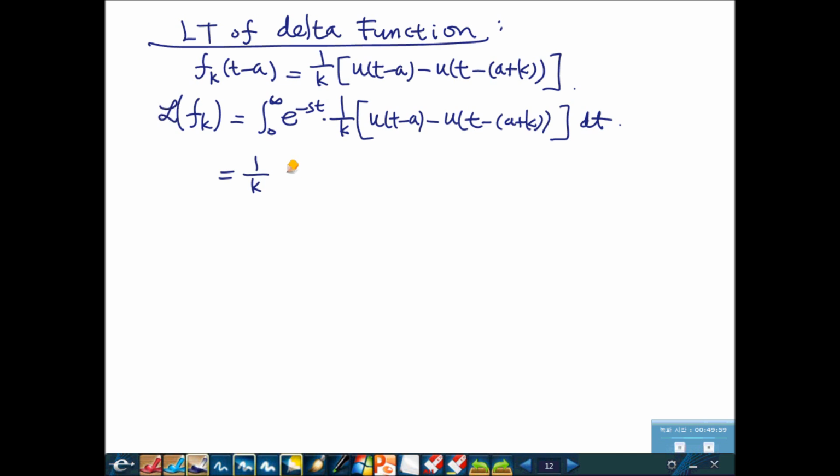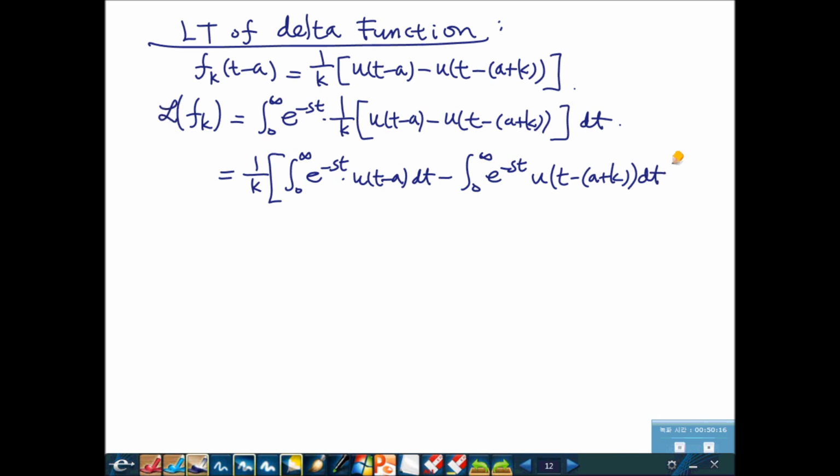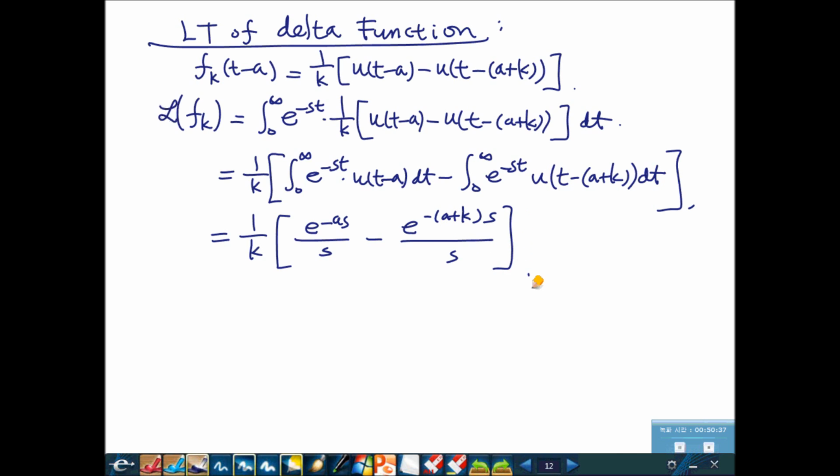It's 1 over k. So we take the 1 over k out, and we divide the two terms: the integral from 0 to infinity of e to the minus st times u of t minus a dt, minus the integral from 0 to infinity of e to the minus st times u of t minus a plus k dt. Okay? I'm just rewriting it. It's nothing. Then it's 1 over k. This is the definition, right, of u of t minus a. So e to the minus as over s minus e to the minus a plus k s over s. Okay? And this is e to the minus as. If we reorganize it, that's what it is. E to the minus ks over ks.